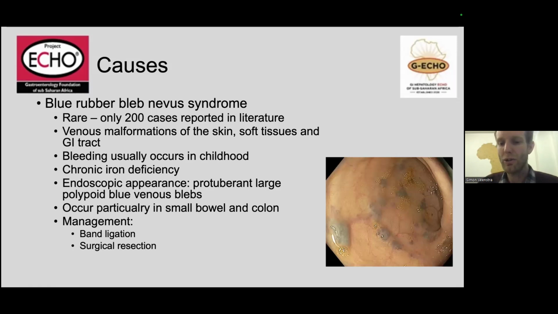The bleeding usually occurs in childhood and is associated with iron deficiency. And you get these large protuberant polypoid blue venous blebs, which obviously gives the syndrome its name. They occur particularly in the small bowel and colon, and one can manage them with band ligation or surgical resection.